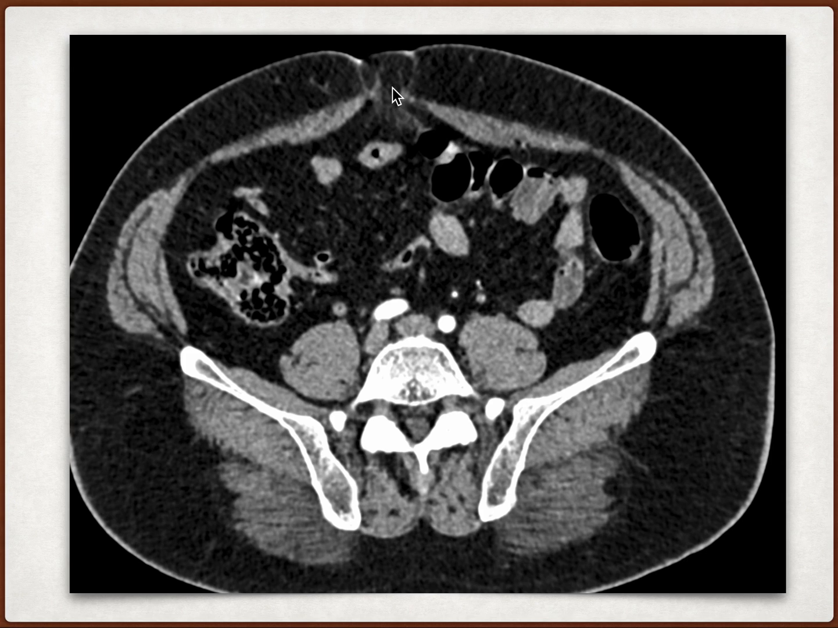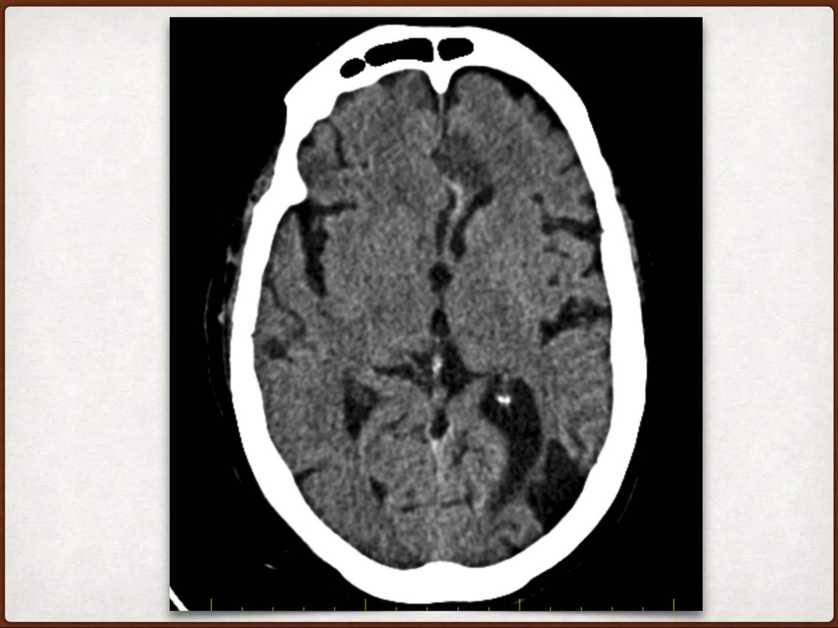So always look for the abdominal wall defects as well. It might be very small sometimes. This is a simple one.